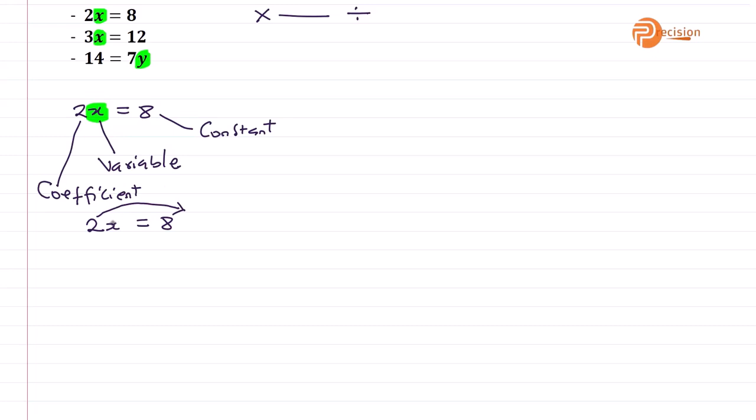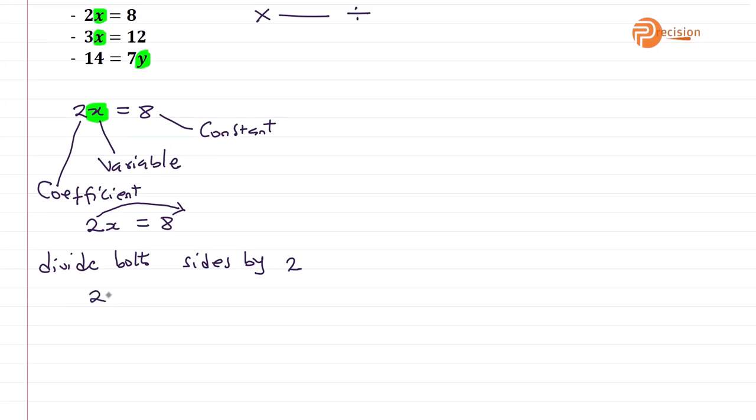What are we going to divide by? We are going to use the coefficient to divide. You always have to use the coefficient to divide. So we are going to divide both sides by 2 because 2 is the coefficient.